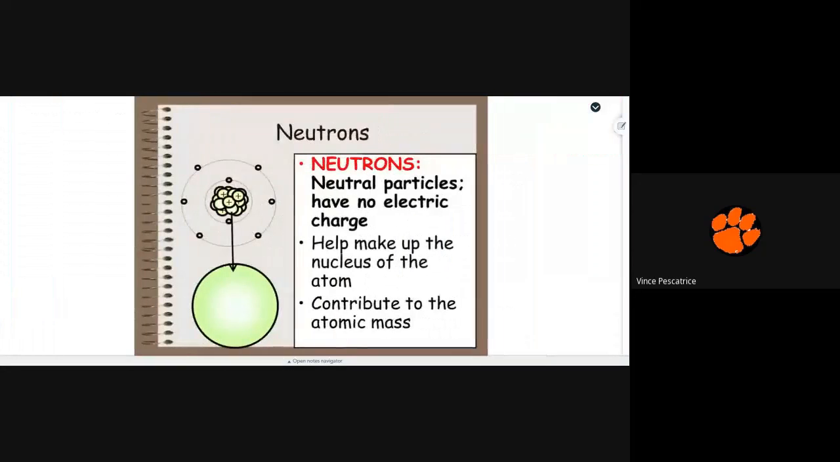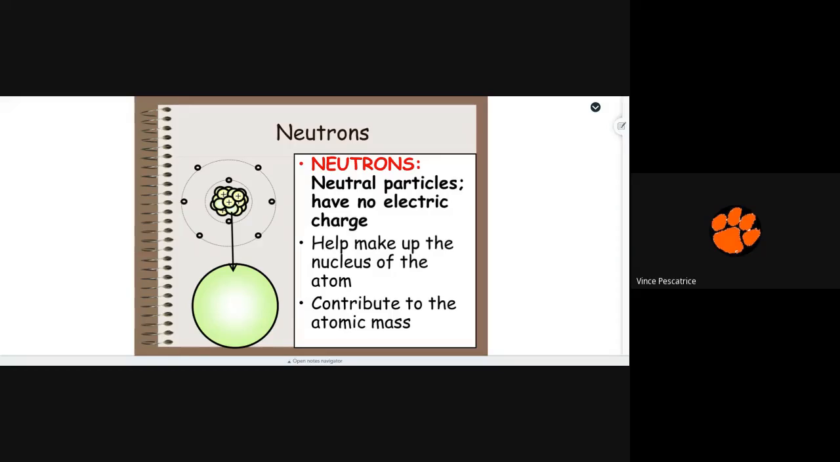All right, neutrons. Neutrons are neutral, thus the name. Think about the name, it's right in there. Neutron, neutral. If you're neutral, you don't have an opinion either way, just like neutrons don't have a charge. Neutrons have no charge, they are not charged at all, but they do help make up the mass of an atom, and they're also in the nucleus.